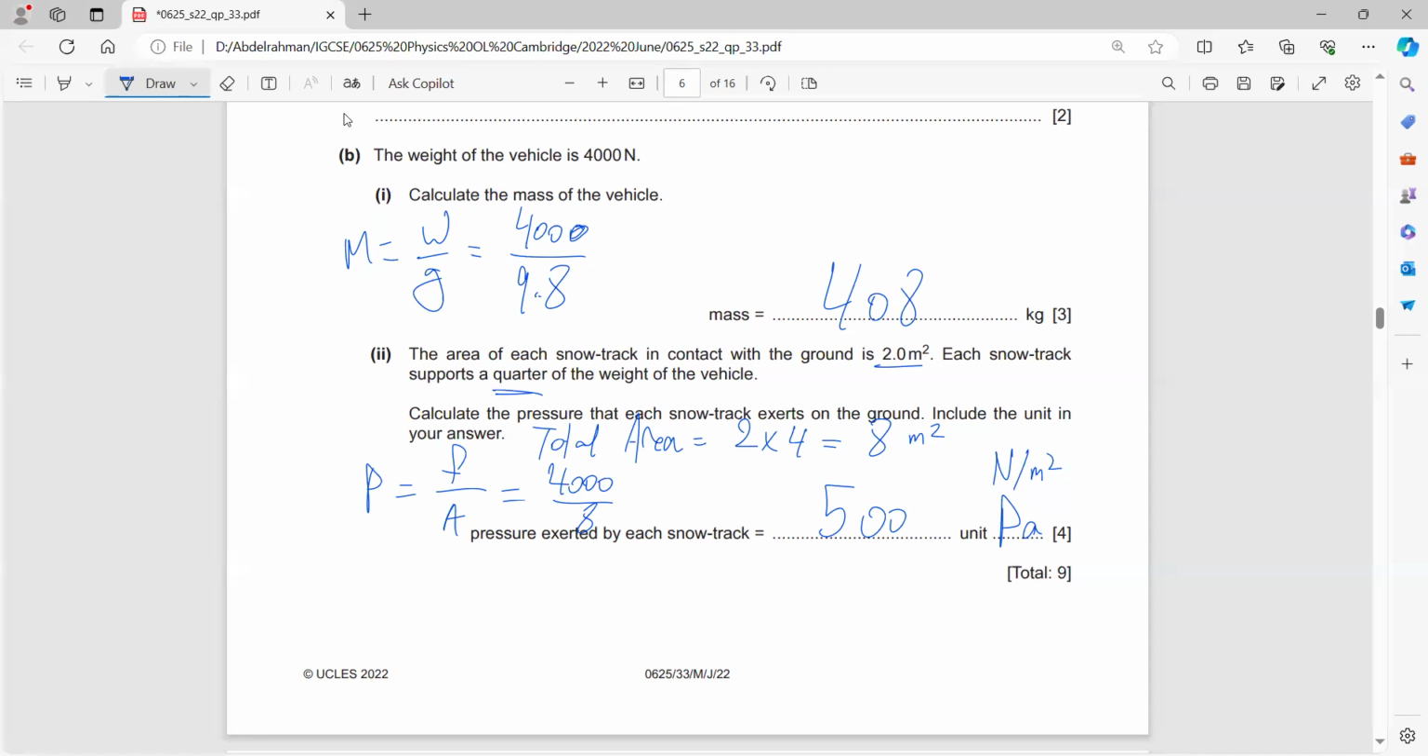In other questions, the unit of the area was in centimeters squared. For example, he could tell me the area of one wheel is 50 centimeters squared. In this case, the unit of the pressure has to be newtons per centimeter squared. You cannot write it as pascals if the area was in centimeters squared. If the area is in meters squared, yes, we can write it as Pascal.